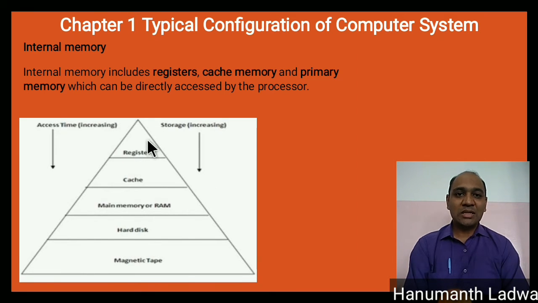Means what? The register has got less access time, means it is faster and it has got less storage capacity, whereas the magnetic tape has got maximum access time because it is going to get delayed to access the data. Not only that, it has got the large storage capacity. First of all, the data will be searched by the CPU in registers. If it is not available, then it searches in a cache memory. If it is not available, then only it searches in a random access memory.